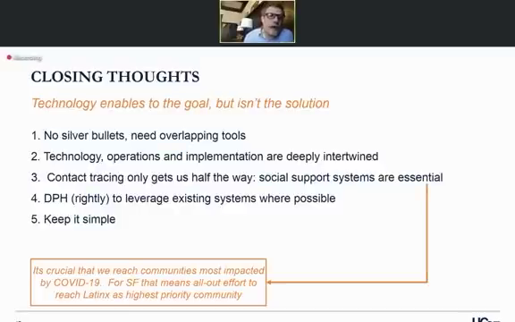So some closing thoughts. Based on our rapid survey of the available technology out there and our pivot to using the DiMaggi platform, I think it's clear that there are no silver bullets. We're going to have to use an armamentarium of different technologies and resources to effectively contact trace. It's clear that technology, operations, and implementation are all deeply intertwined. And as I mentioned, contact tracing only gets us half the way there. Social support systems are essential.